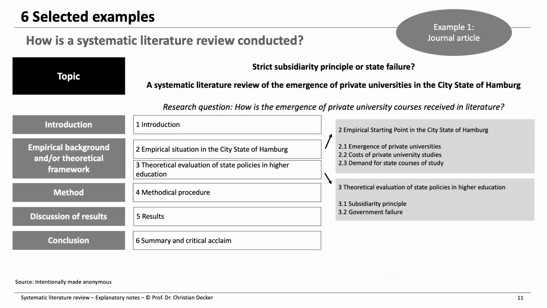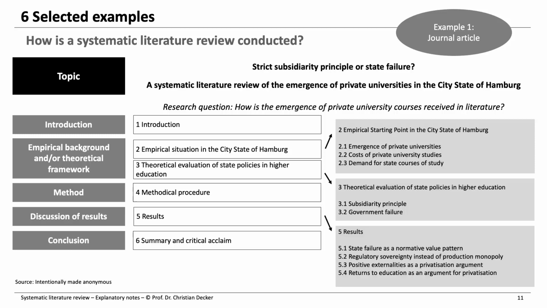The fifth chapter, Results, is broken down as follows. Subchapter 5.1, State Failure as a Normative Value Pattern. Subchapter 5.2, Regulatory Sovereignty instead of Production Monopoly. Subchapter 5.3, Positive Externalities as a Privatization Argument. Subchapter 5.4, Returns to Education as an Argument for Privatization.